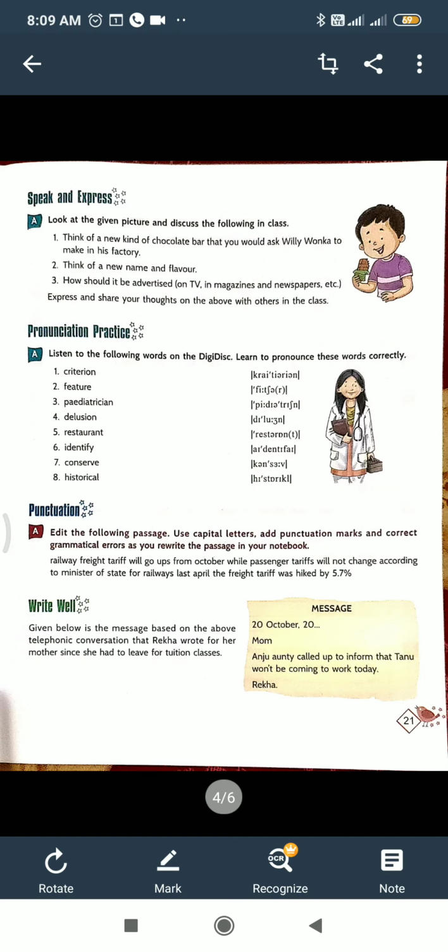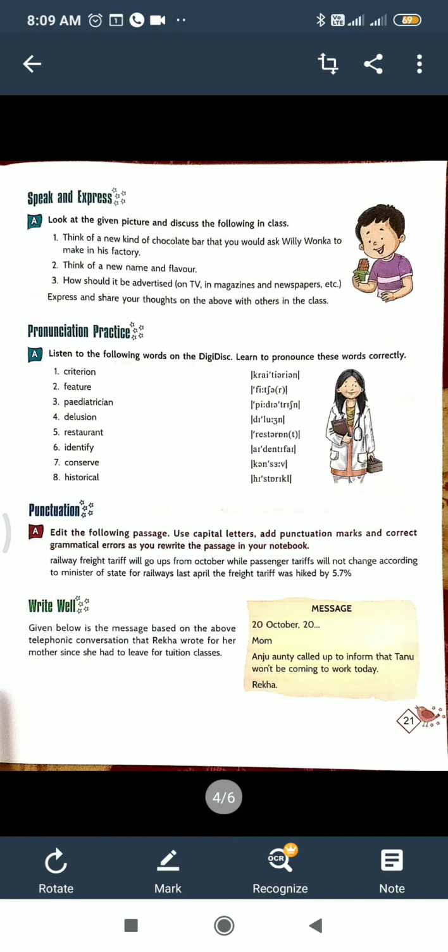Next one, write well. What is given below is the message based on the above telephonic conversation that Rekha wrote for her mother since she had to leave for tuition classes. Suppose you already know from the previous conversation that when one lady called, she said, I am Rekha, and now Rekha is going to tuition class. This is the reason she has written a message to her mother. Write the message in the answer book.